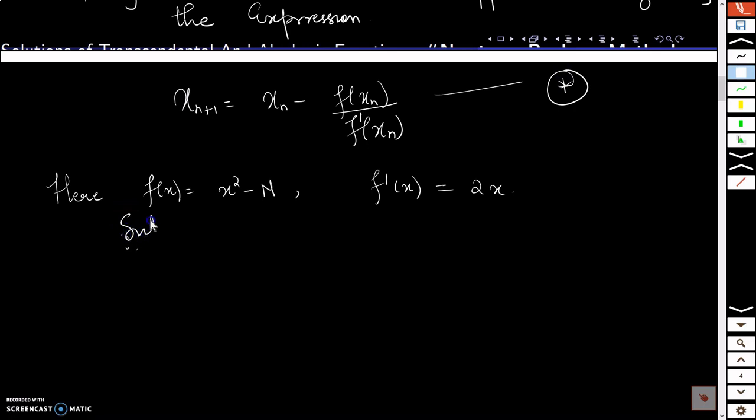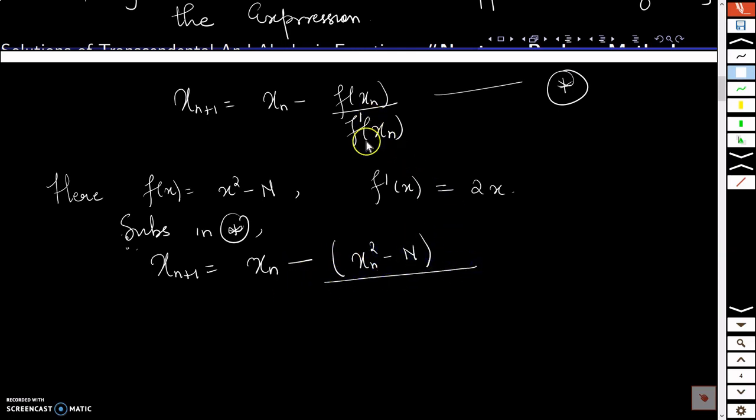So substitute this in star. What do we have? xn plus 1 is equal to xn minus f of xn, which is x square minus capital N. So what will be f of xn? You just replace x by xn in the expression for f of x, right? So that is going to be xn square minus capital N upon f dash at xn. f dash at x is 2x, so f dash at xn will be 2xn, right? You just replace this x by the term xn.